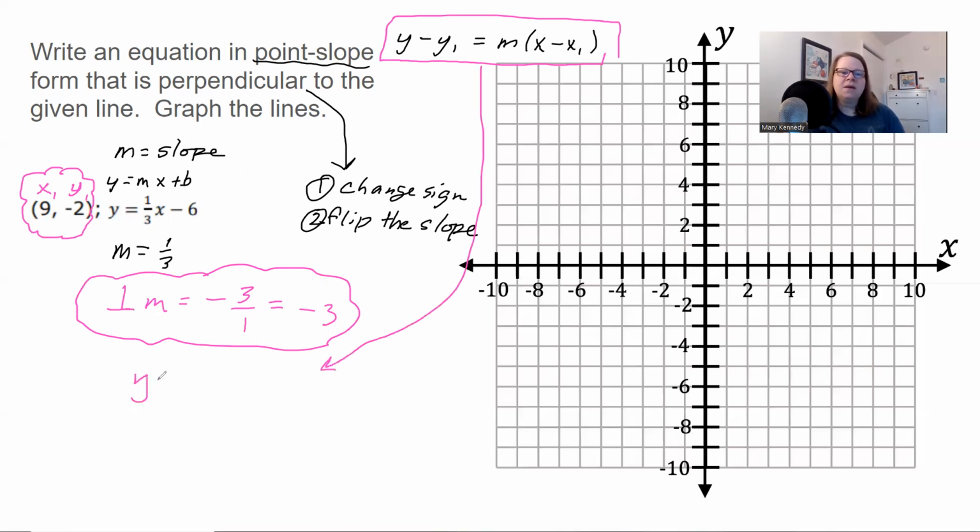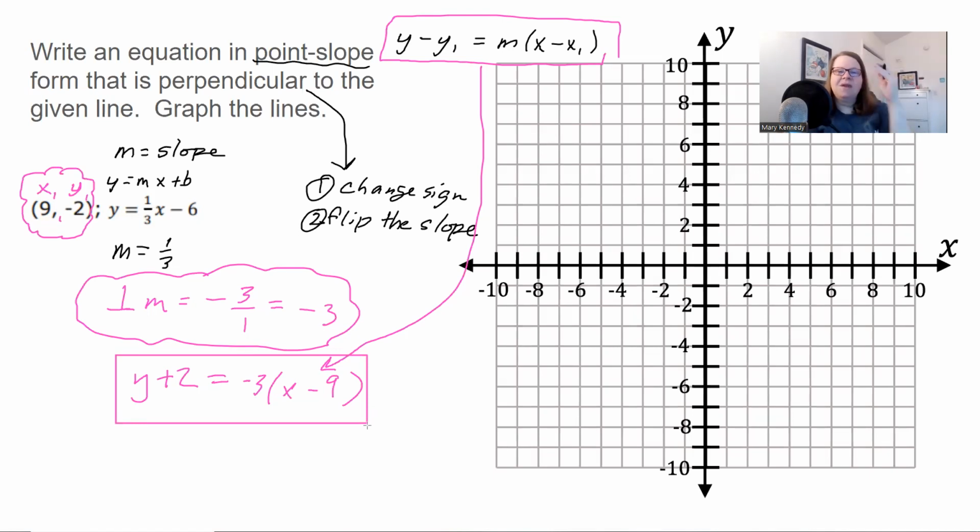So y minus y sub 1, the first y is a -2. So I'm going to put y minus -2. So that becomes y plus 2 equals m, the perpendicular slope is -3, times x minus, and then the first x over here was 9. All right, that is it. As far as writing this in point slope form, that's the answer. That is the equation.